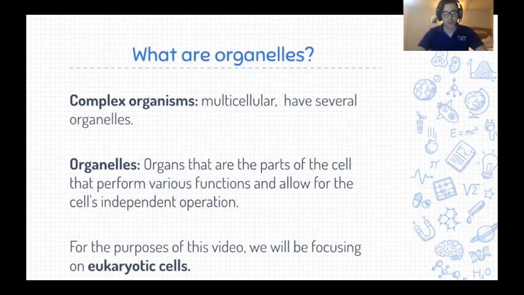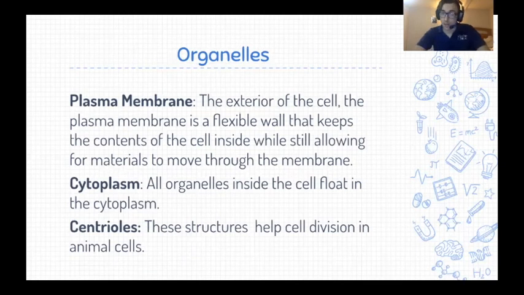Now, the first organelles that we're going to be talking about are the plasma membrane, the cytoplasm, and the centrioles. The plasma membrane, if you've ever heard of it before, is pretty much that large barrier on the outside of the cell. That's going to be the exterior of the cell. It's a very flexible wall that allows things to go inside, but also keeps things inside of the cell so they don't just go outside.